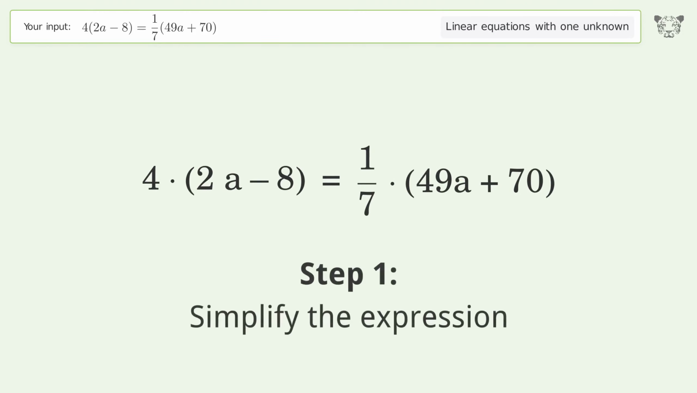Simplify the expression. Expand the parentheses. Multiply the coefficients. Simplify the arithmetic. Multiply the fractions. Break up the fraction.